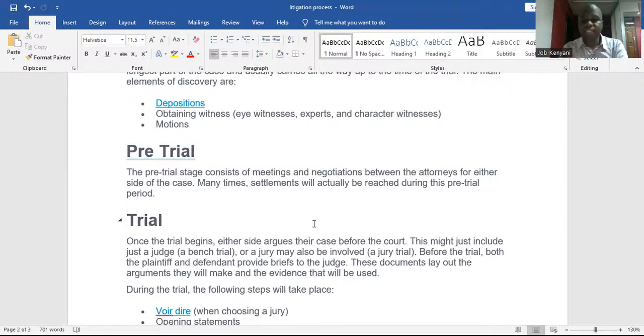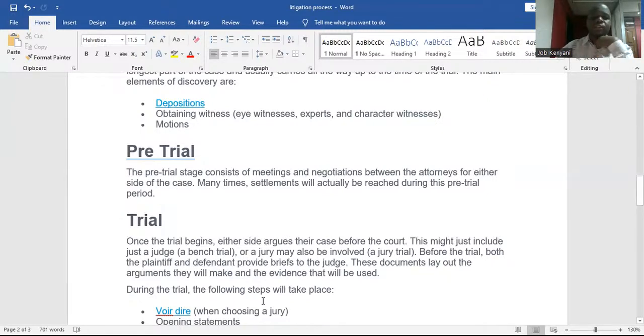This might include just the judge, which is a bench trial, or a jury may also be involved, which is a jury trial. A jury is simply a group that can make a determination before a court of law. Before the trial, both the plaintiff and the defendant provide briefs to the judge. These documents lay out the arguments they will make and the evidence that will likely be used.